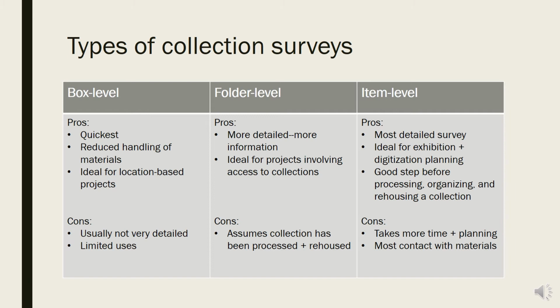A folder-level inventory is a little more detailed and records more information. It's ideal for projects that have to do with access to collection, whether it's to increase access, restrict use to preserve items, or deaccessioning or removing materials from the archive. Again, one would be glancing at the materials in the folder and recording information already on the folder, such as the title and content notes.